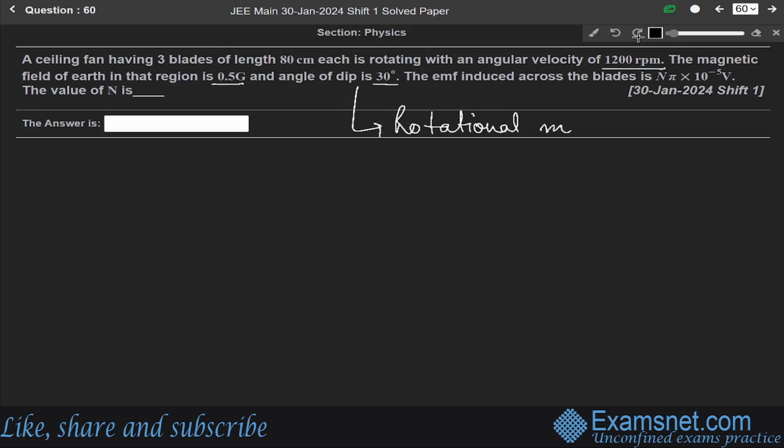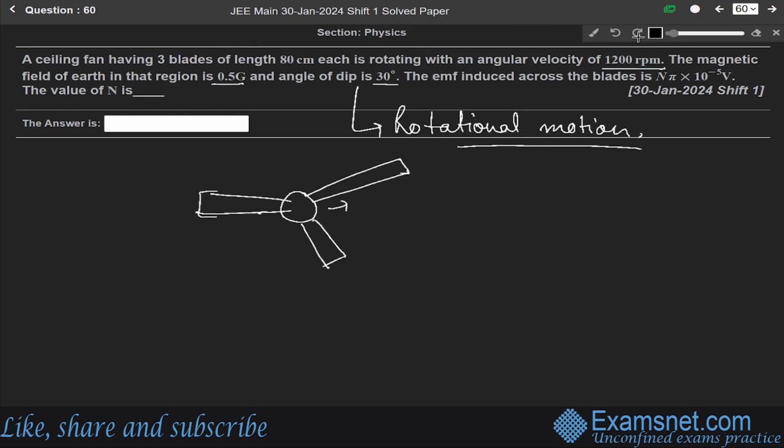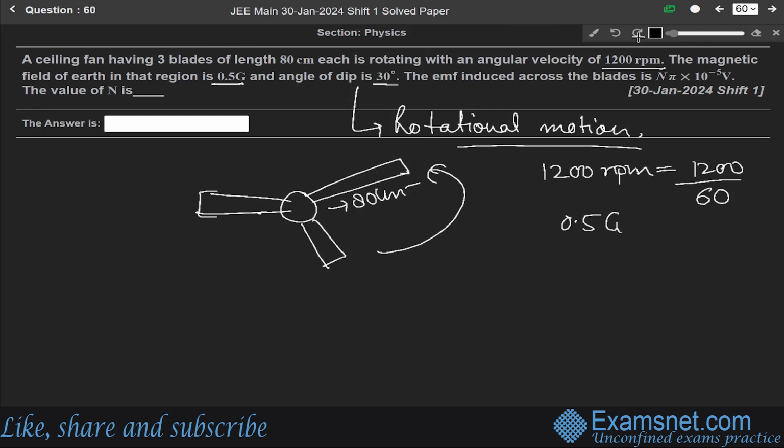Now, according to this question, we are given 3 blades. Let us say these are 3 blades and they have a length of 80 centimeter, okay, and they are rotating with an angular velocity of 1200 rotations per minute, meaning 1200 over 60. Okay, the magnetic field is 0.5 Gauss. 0.5 Gauss means 0.5 into 10 to the power minus 4 Tesla, and the angle is 30 degree. We have to find the induced EMF.